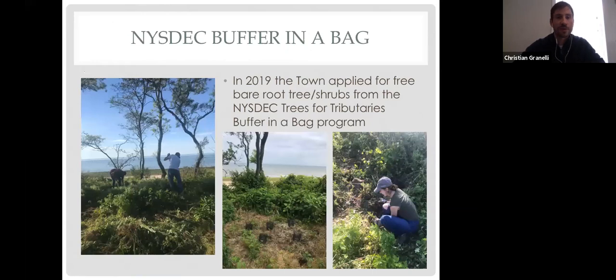And one other, more recent non-traditional grant is the New York State DEC Trees for Tributaries Buffer in a Bag program. As long as you have a property that is within a certain distance of a body of water, you can apply for this. With this one you receive 30 mixed shrubs and trees. They're bare root saplings again, native species. We got eastern red cedar, bayberry and beach plum, all appropriate for the beach habitat location that we selected.